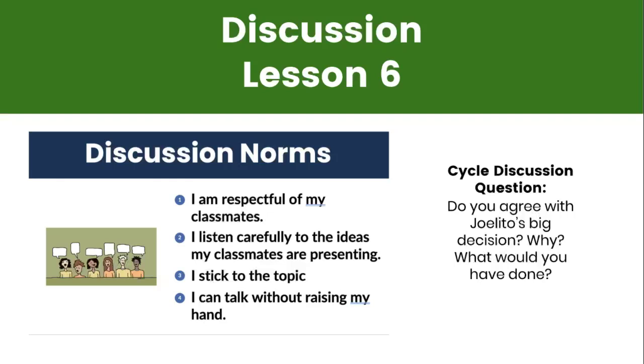And lastly, for the Solito cycle, we also end with a collaborative discussion. And for the cycle discussion question, it is, do you agree with Holito's big decision? Why? What would you have done? So that concludes the 2 reading cycles.